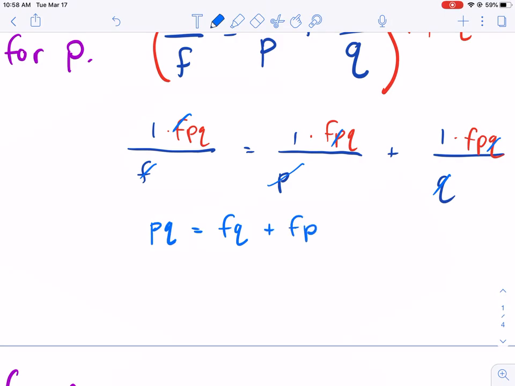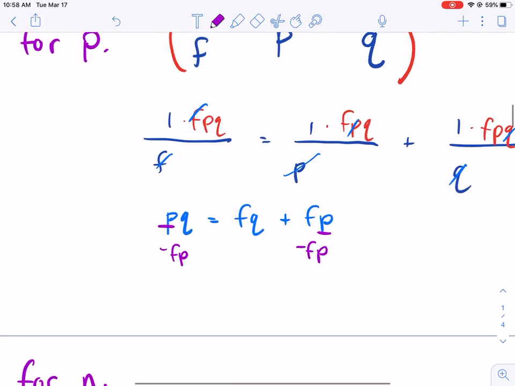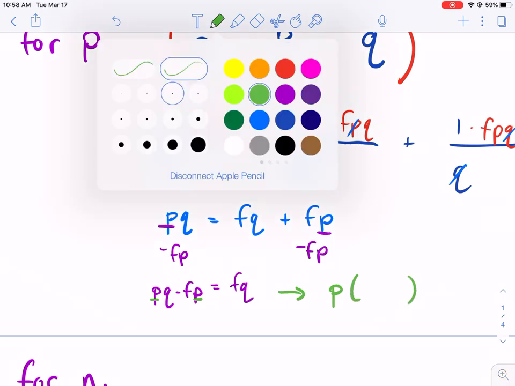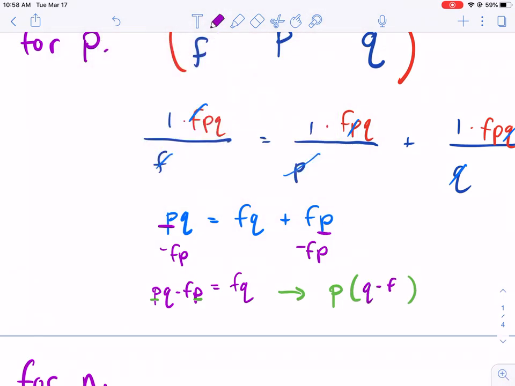We have a problem. We're trying to solve for p, and p is in multiple locations. So let's get all the p's together. I want to subtract fp from both sides so I can get the p's together. fq, I'm going to leave alone on the right side because it doesn't have a p in it. So I have pq minus fp equals fq. p is still not alone. p's here, p's here, so I can factor out the p. What's left in the parentheses? q minus f. And that equals fq.